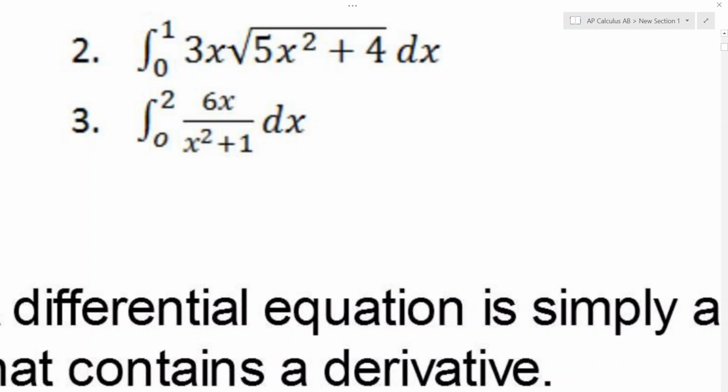You sure do a U-sub. What's u gotta be? Yeah, u is x squared plus 1. Thank you, David. u is x squared plus 1. That's the denominator. Okay, we have a lot of integration skills coming up here.